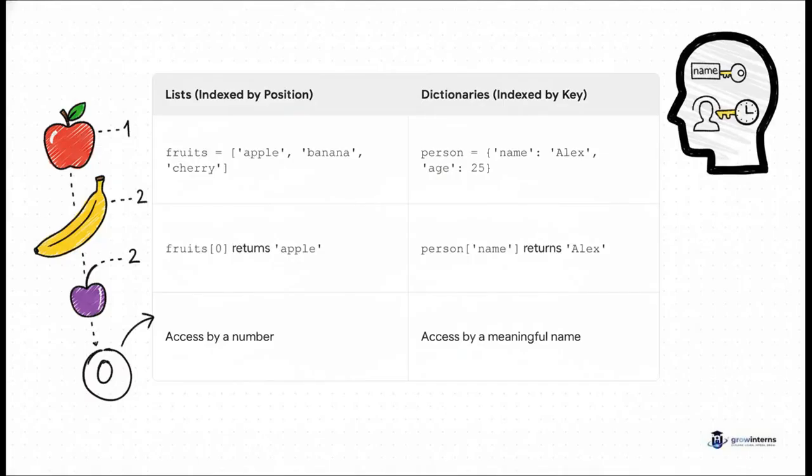Now, this is where dictionaries really start to shine, especially when you compare them to lists. With a list, right, you have to remember the numerical position of everything. But with a dictionary, you use a meaningful key. So instead of asking for item 0, you can literally ask for the name. It makes your code so much easier to read and understand.